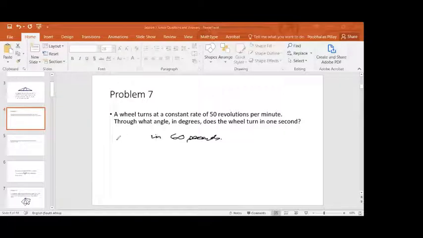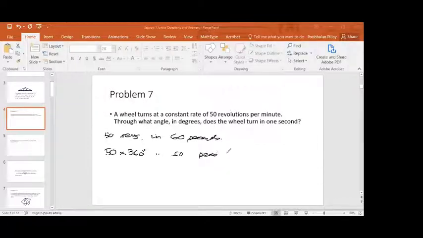Now, what is a revolution? A revolution is 360 degrees. So we can say 1 revolution is 360 degrees. So it turns through 50 times 360, because each revolution is 360 degrees, in 60 seconds.